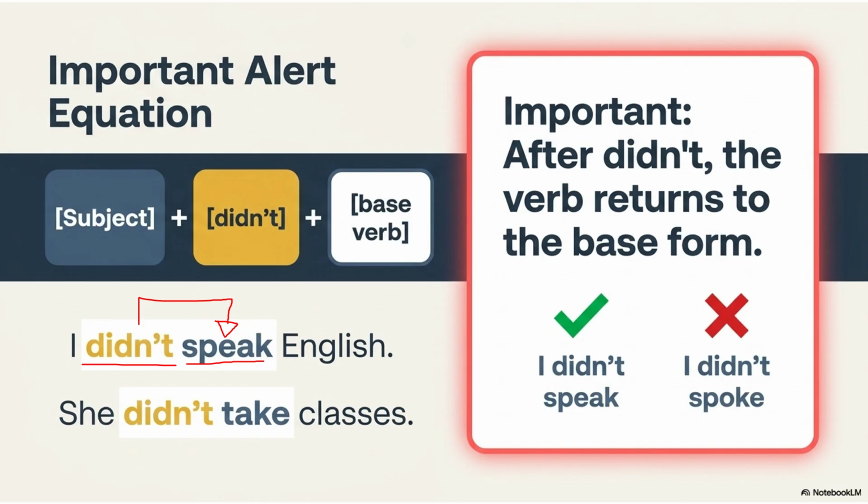Let's read the first one. I didn't speak English. She didn't take classes. So as you can see, we're using didn't and the verb is in its base form. That's a simple rule. Again, important. After didn't, the verb returns to the base form. I didn't speak is correct. I didn't spoke is wrong. Right? Is wrong. Because I have didn't and the verb is also in the past tense. Okay, so in English, we don't do this.